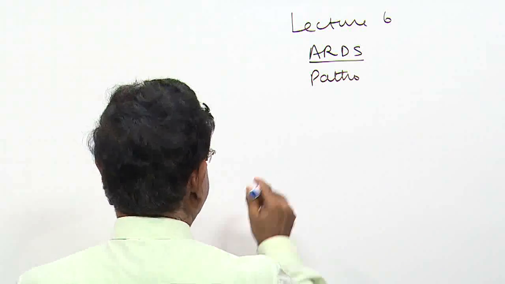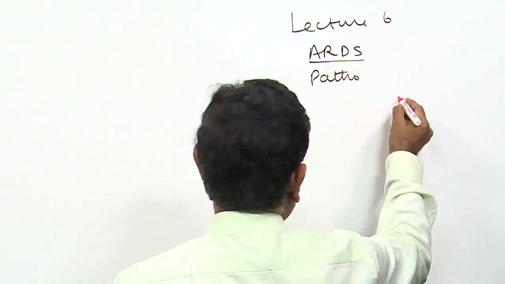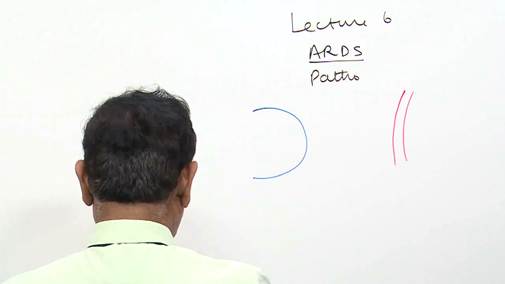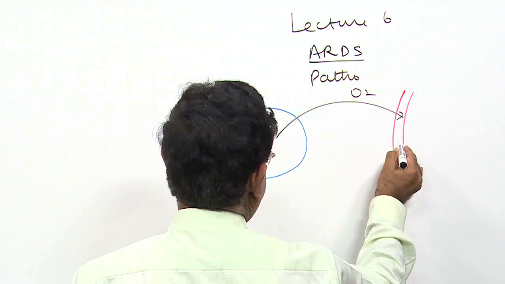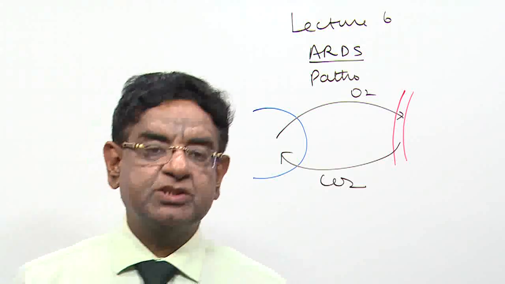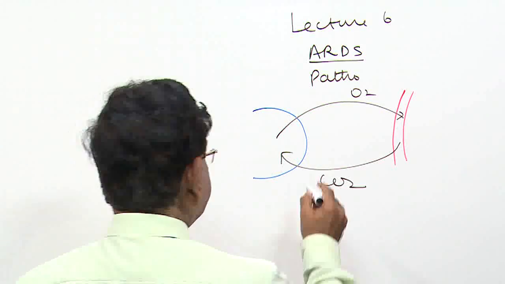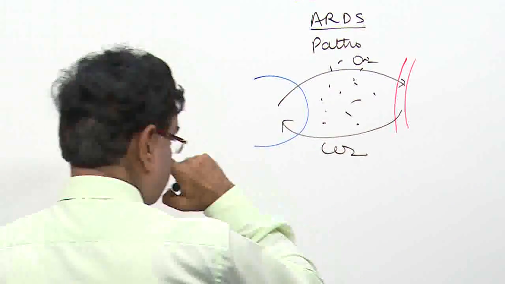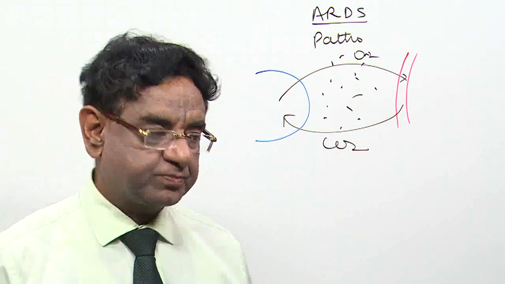Here is the alveolus. Here is the pulmonary arteriolar. And oxygen goes like this. CO2 comes out like this. This is normal. Now in ARDS, a protein-rich fluid accumulates in the interstitium.